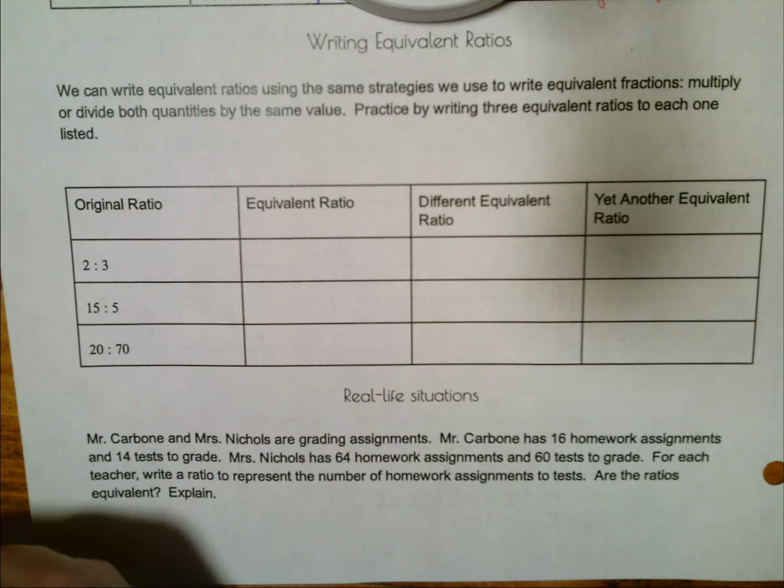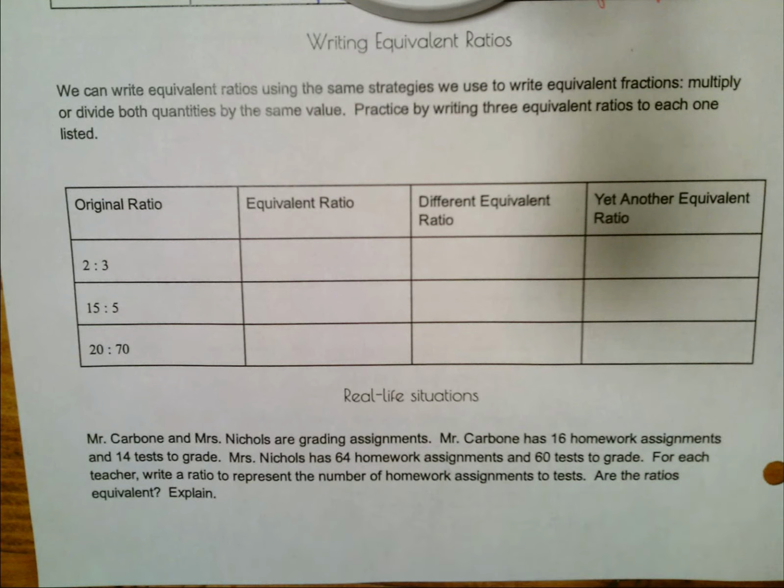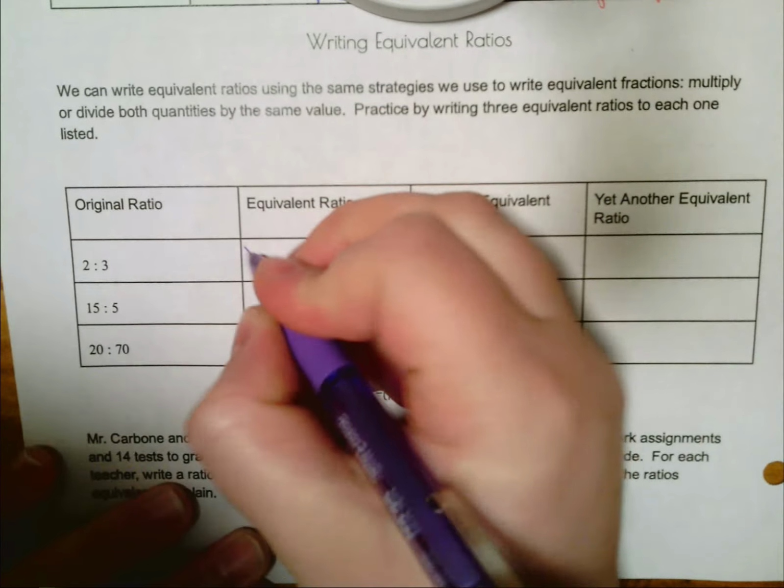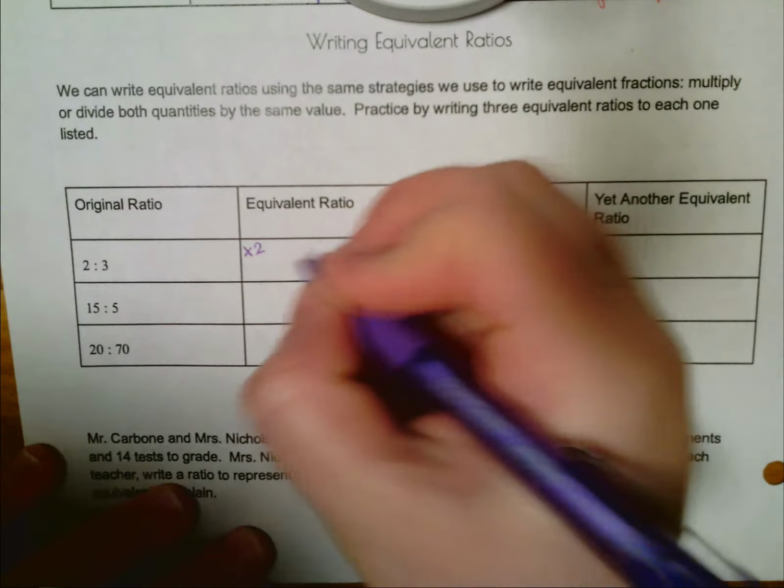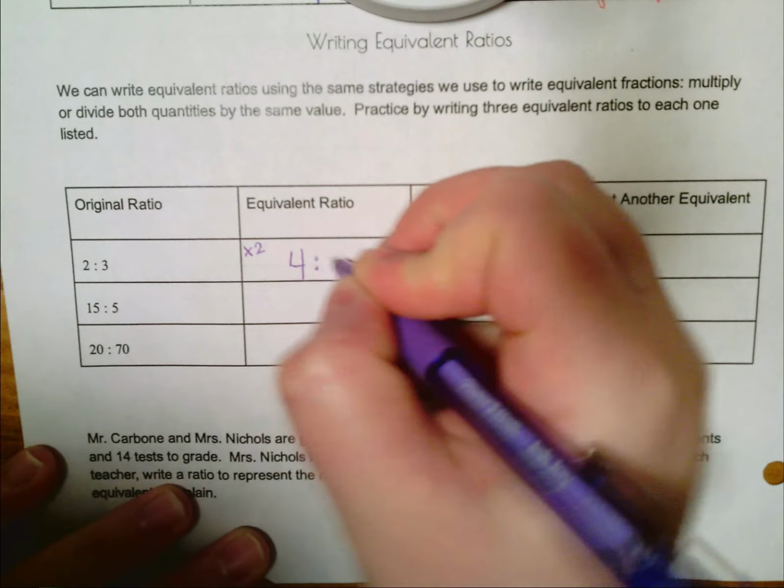There are lots of possible answers to this. When we write equivalent ratios, as long as we multiply or divide by the same number, we'll end up with an equivalent ratio. So let's start with 2 to 3. Let's say I multiplied both of those by 2. I would get 4 to 6.